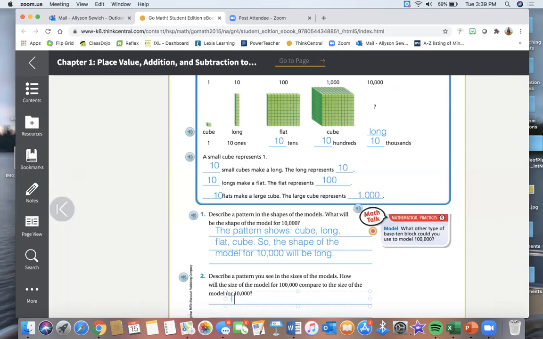So I'm going to write here, the model for 100,000 will be 10 times the size of the model of 10,000.